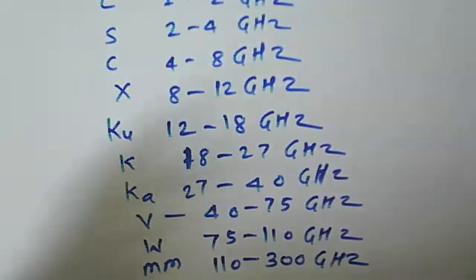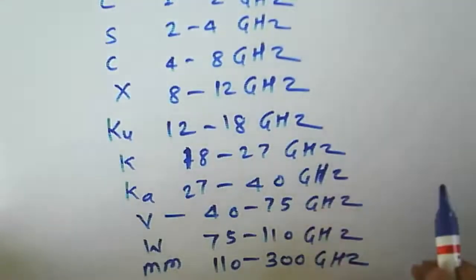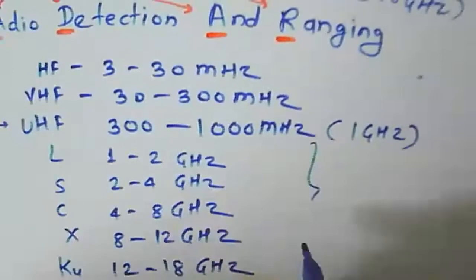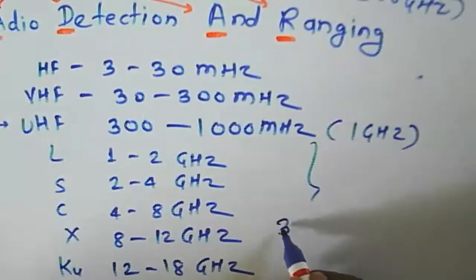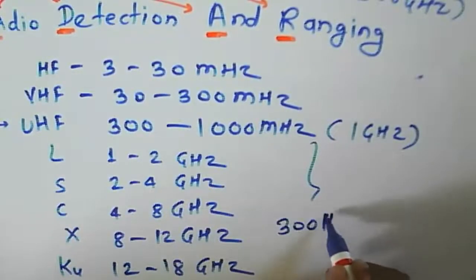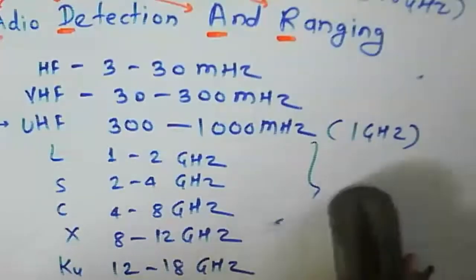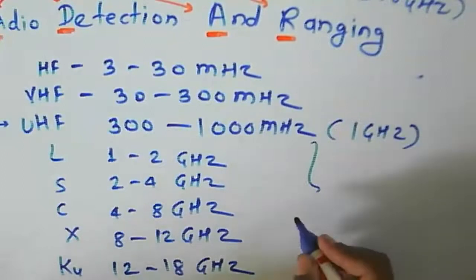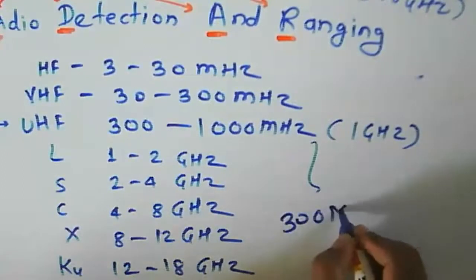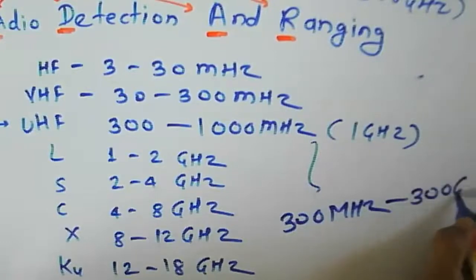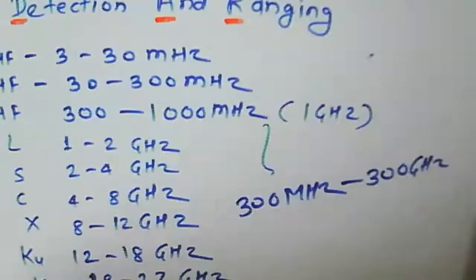Okay, so now these are the frequency bands. In which frequency band is radar used here? Radar is used from 300 megahertz to 300 gigahertz. That is the frequency range.